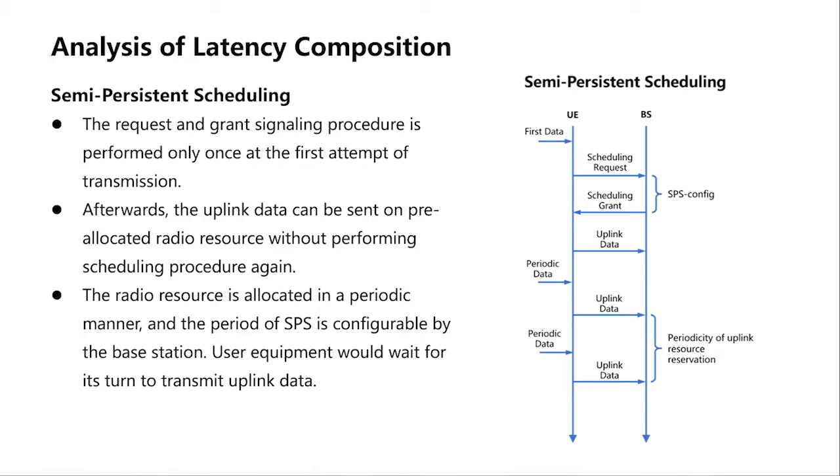And then let us look at semi-persistent scheduling. The figure shows that when SPS is applied, the request and grant signaling procedure is performed only once at the first attempt of transmission, and afterwards, the uplink data can be sent on pre-allocated radio resource without performing the scheduling procedure again. The radio resource is allocated in a periodic manner, and the period of SPS can be configured by the base station through RRC signaling.